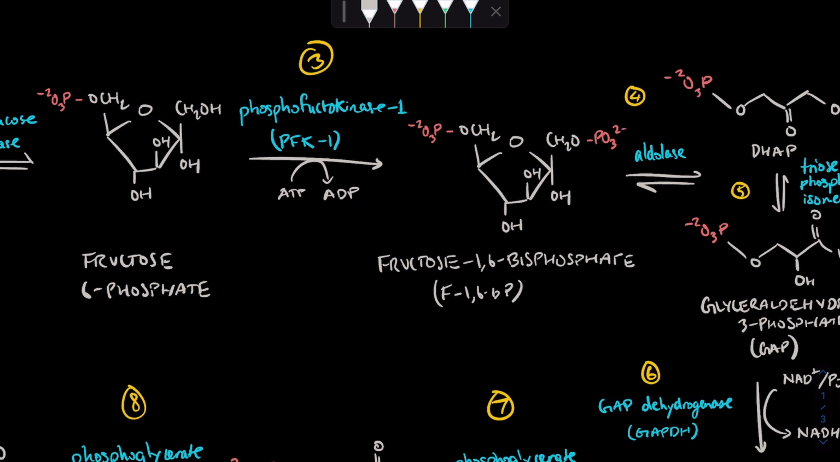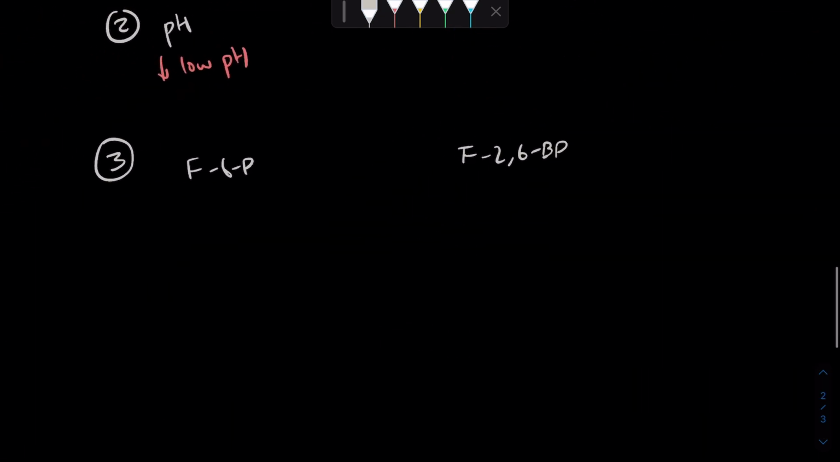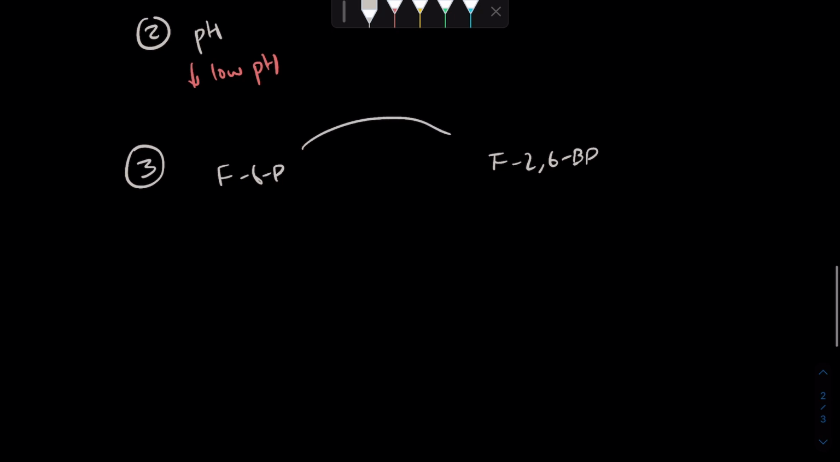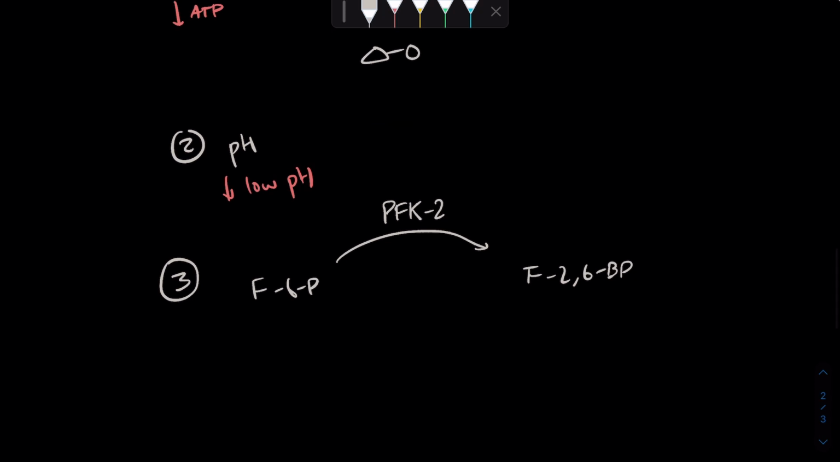It's going to act as an allosteric activator of PFK1, and it's made by PFK2, but only in certain scenarios. PFK2 is a bifunctional enzyme. PFK2 can act as a kinase, which is what it's doing here, as a kinase, or it can act as a phosphatase. It can act as a phosphatase, which means it's going to remove F26BP.